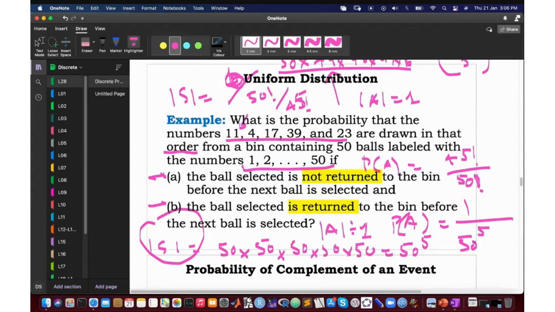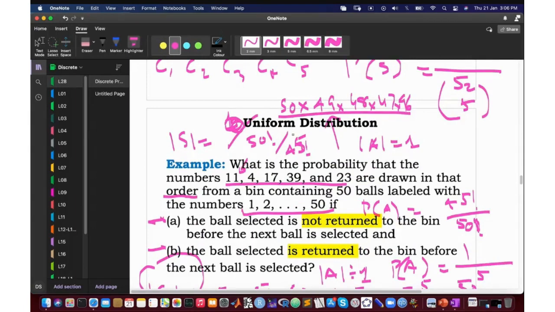Sir, I have a little confusion in part A. Sir, we don't apply this where order doesn't matter. Yes. So in part A you did 11, 4, 17, 39, you did 1 over 50 C 45. No. Where did we do 50 C 45? What we did is this: we said the sample space size is 50 times 49 times 48 times 47 times 46.